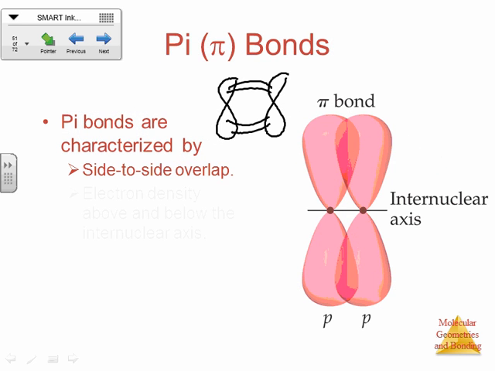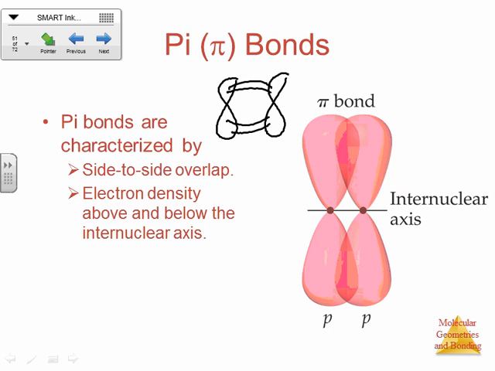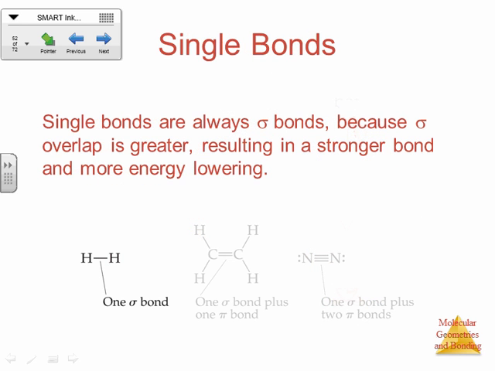But the pi bonds here, they're parallel to one another. And pi bonds are always the second bond and the third bond that form. So you always have a sigma bond first, and then you're going to have pi bonds forming after that. Single bonds are always sigma bonds because, as far as energy is concerned, sigma is a more favorable arrangement. So that's going to happen first. And then if other bonds need to form, if there are more electrons that need to be shared, then the pi bonds will form after that.